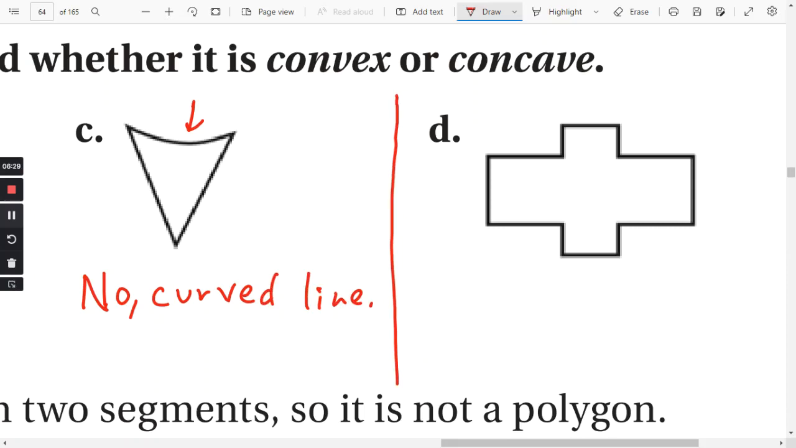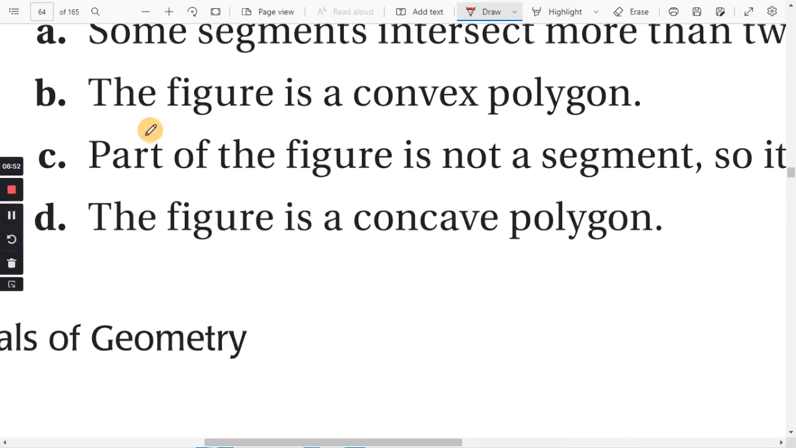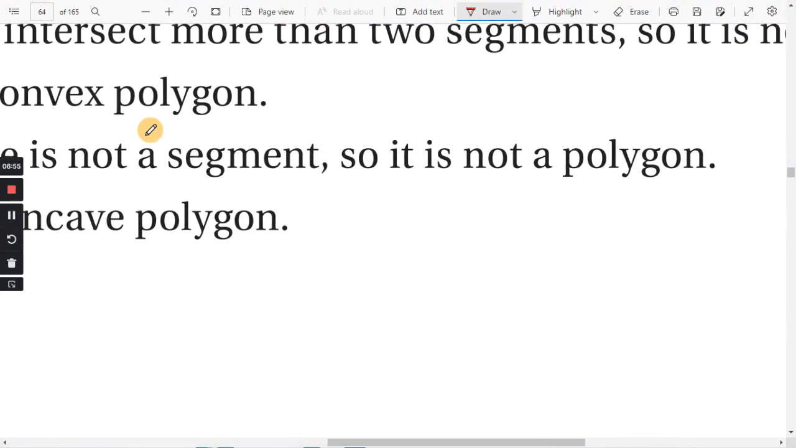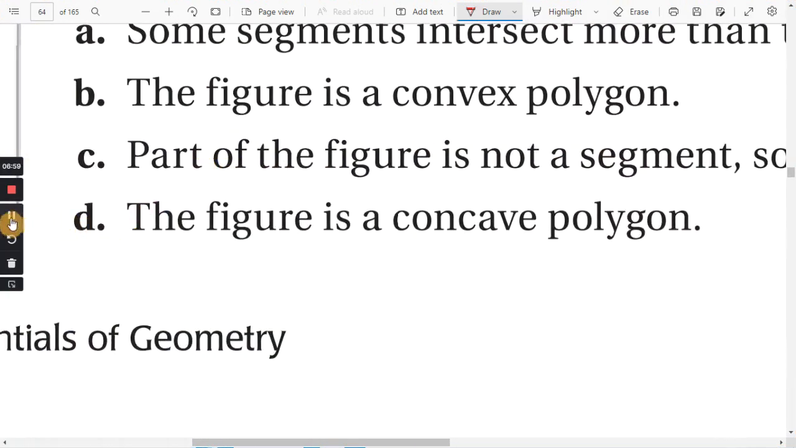And figure D, that is a yes. Okay, and that has dents in it. Okay, so that is concave. And they said the same thing for C. Part of the figure is not a segment, so it's not a polygon. And D is a concave polygon.